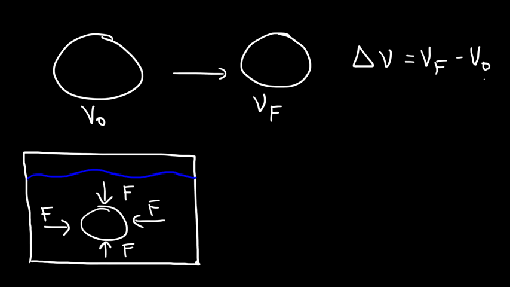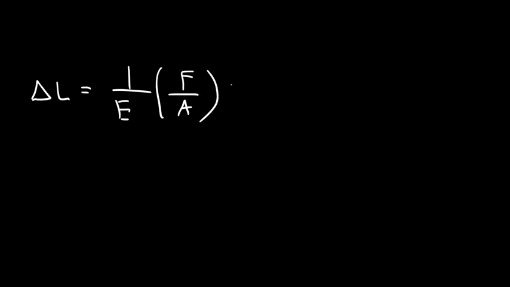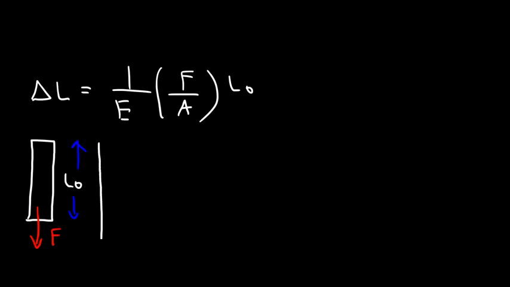Now, if you saw my other videos on elasticity, Hooke's law, Young's modulus, and things like that, perhaps you've seen this equation. Delta L is equal to 1 over E multiplied by F over A times L0. And this equation applies, let's say, if you have a rod and you apply a force to stretch the rod. So L0 is the original length of the rod. And once you apply the force, the length is going to change. It's going to get longer if you apply a tensile stress to it.